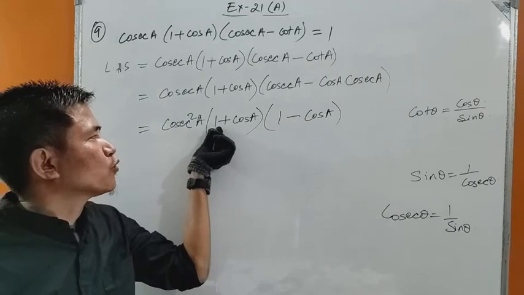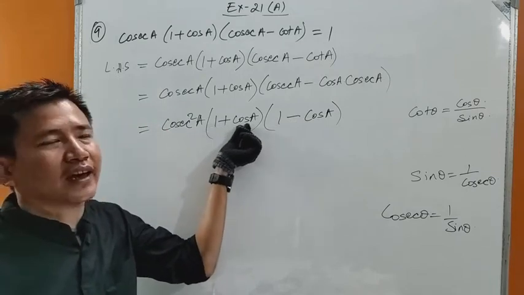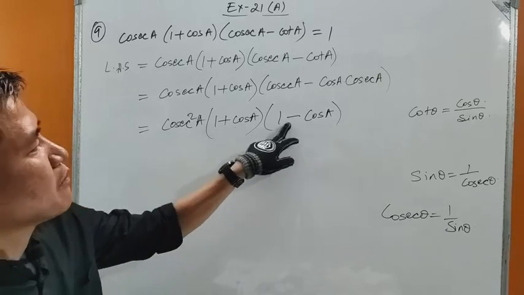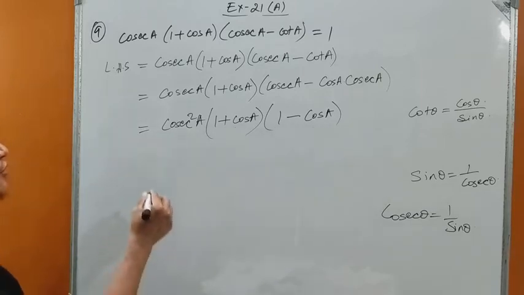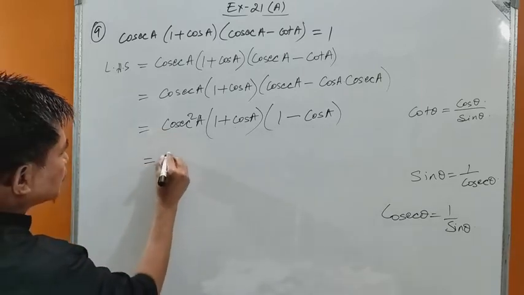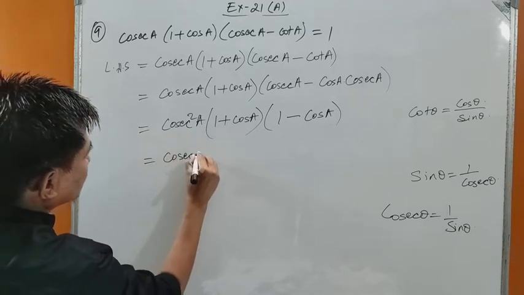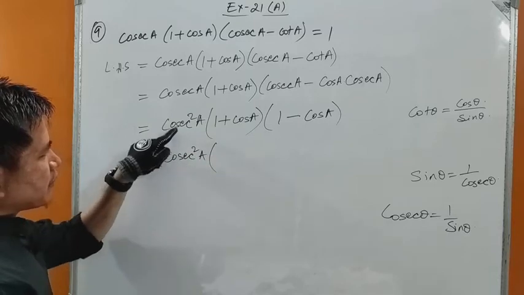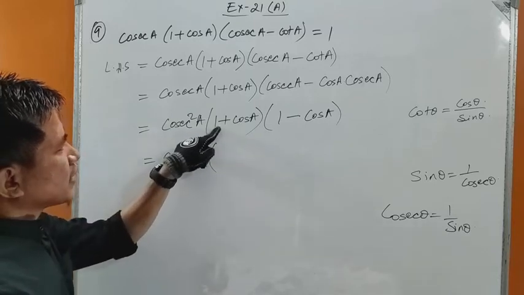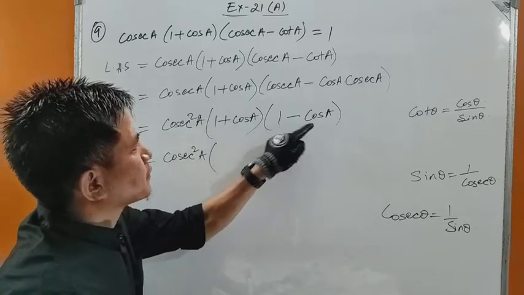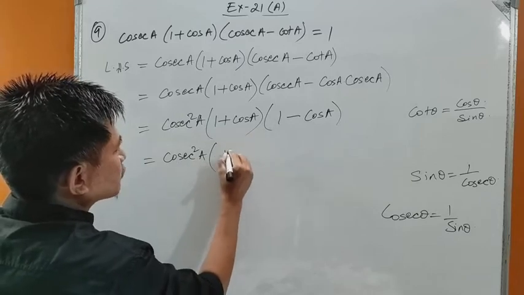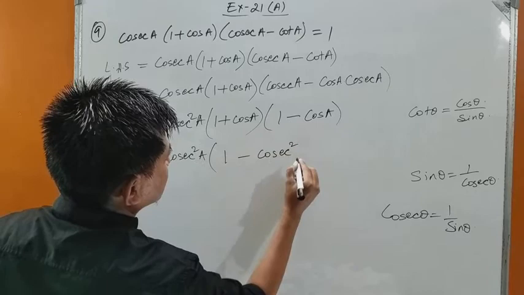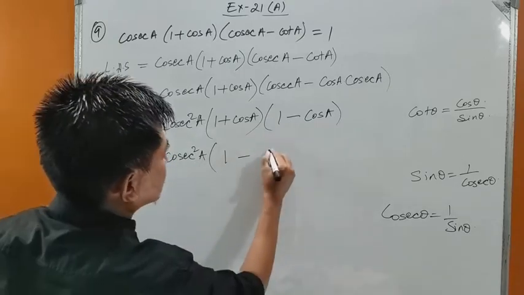Let's assume that 1 as A and cos A as B. So we know that A plus B, A minus B means A square minus B square, isn't it? So cosec square A we copy as it is. Now this A plus B and A minus B can be written as A square minus B square, isn't it? Sorry, this is cos, isn't it?